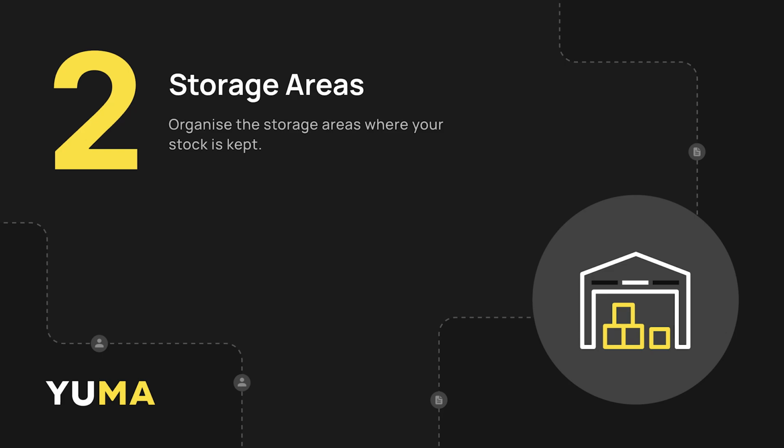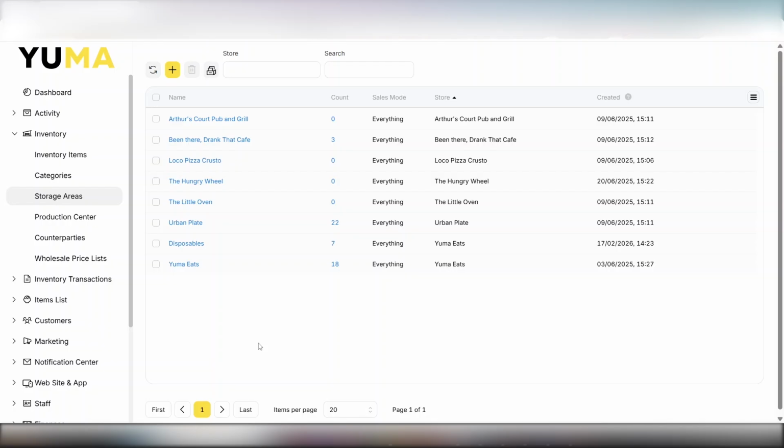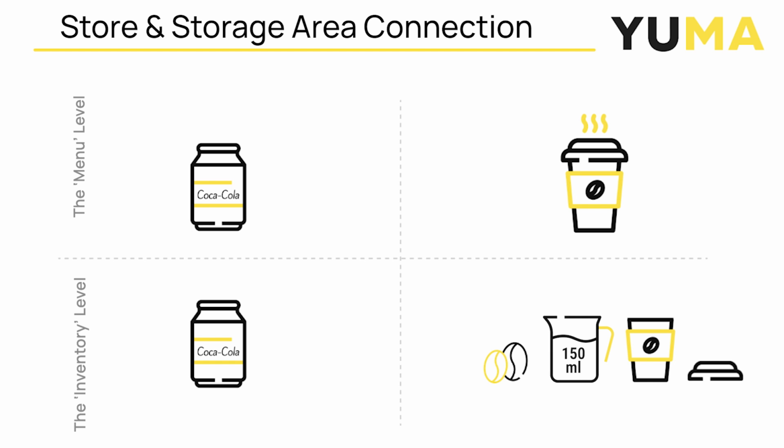Storage areas. Every store you create in YUMA is automatically linked to a storage area. This happens by default, so you can start tracking stock straight away. To view your storage areas, head to Inventory and then select Storage Areas. You'll see the storage area connected to your store, and, if needed, you can create additional ones. This is useful if you want to separate stock across different parts of your operation, like the kitchen, bar, or a secondary storage location.